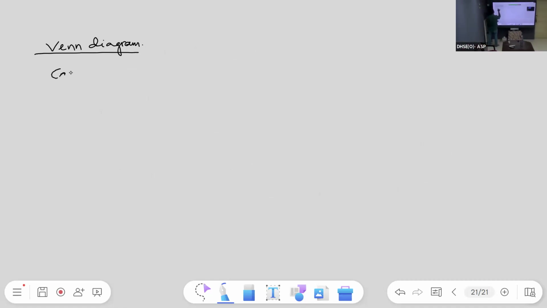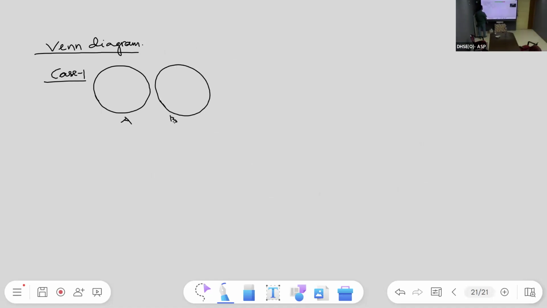Then come to the Venn diagram of intersection. Case 1. There is no element common to both the sets. So this case is the minimum case for intersection. These are two disjoint sets. No elements are common to both the sets.